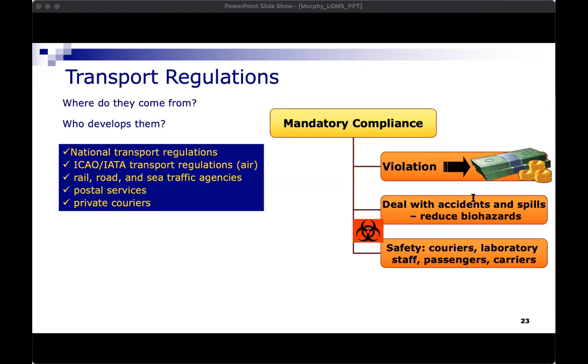And that's because you're potentially putting people at risk, from the couriers to the air carrier, the lab personnel, passengers, anyone that's handling those samples. And so it's really important to take all of these regulations into consideration. Now, unfortunately, because regulations vary so much from country to country, we don't have time to go into all of the specific nitty-gritty details, but you should be able to find out your national regulations and make sure that you're following their guidance.